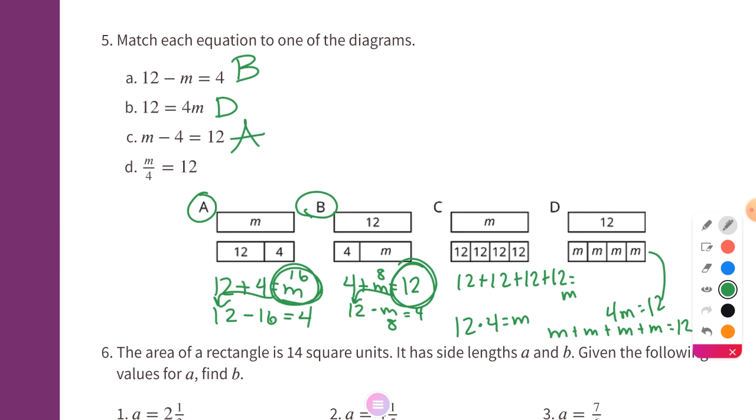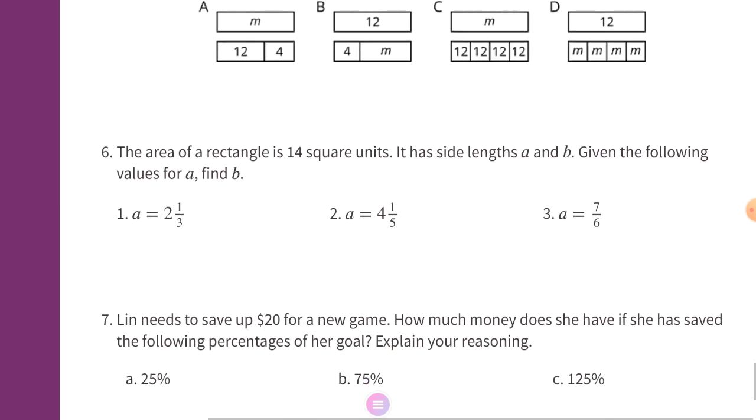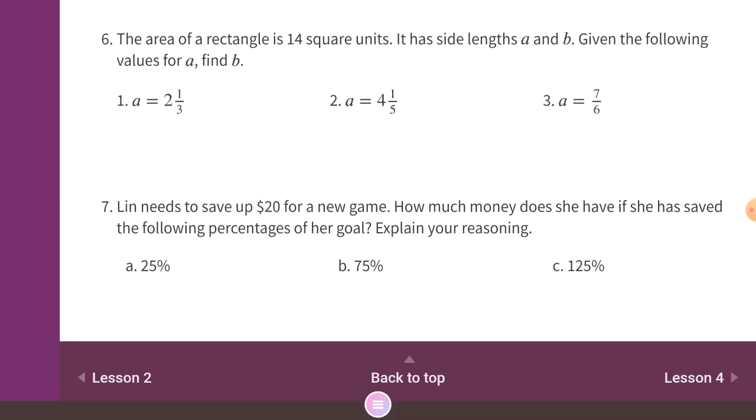And then D has to go with C. A number I don't know divided by 4 equals 12, or 12 times 4 equals a number I do not know. Okay, number 6. They gave you really hard words, and all they were saying is if that's the length, find the width if the area is 14.